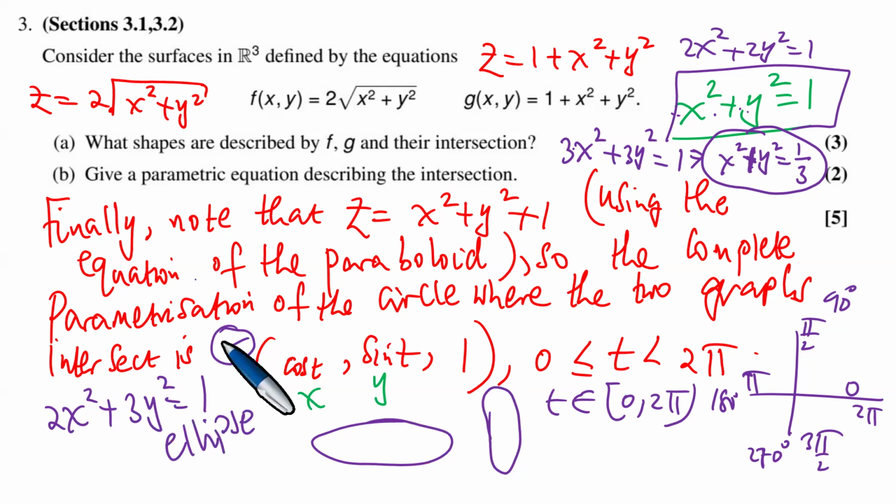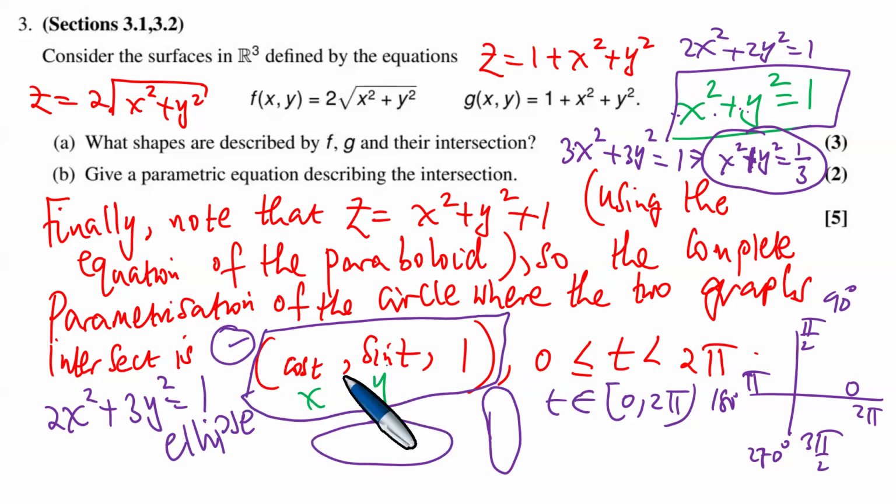Okay, so what were we doing in all these things we've written? What is the purpose of this? Remember that the question said give a parametric equation describing the intersection. So we've given a parametric equation that describes the intersection. And this is the parametric equation that describes the intersection, and it is exactly this. So we're done with it, and this is the answer.